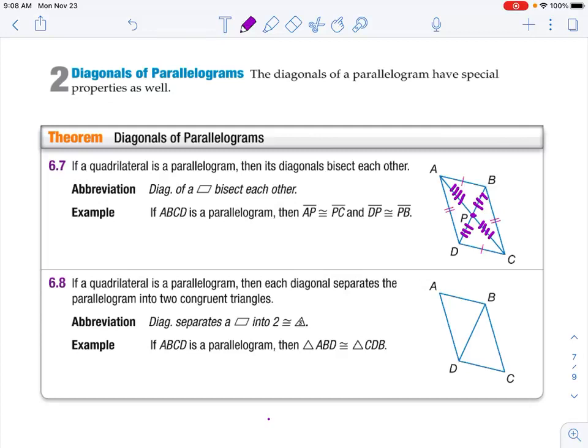We also know if a quadrilateral is a parallelogram, then each diagonal separates the parallelogram into two congruent triangles. That's because these two are congruent, and these two are congruent, and the shared diagonal is congruent to itself by the reflexive property. So by side, side, side, these triangles are congruent in our parallelogram.